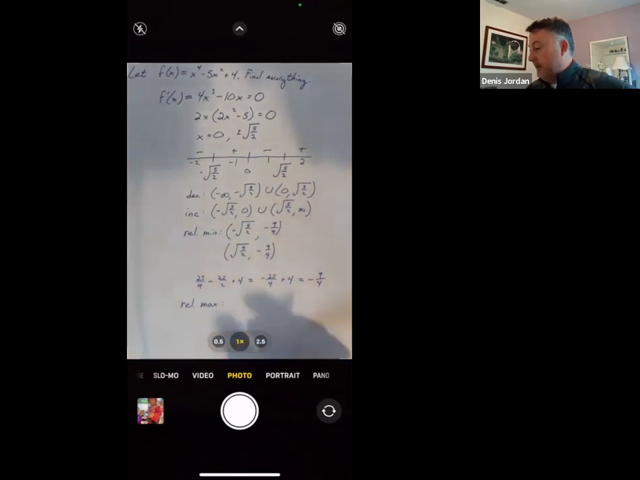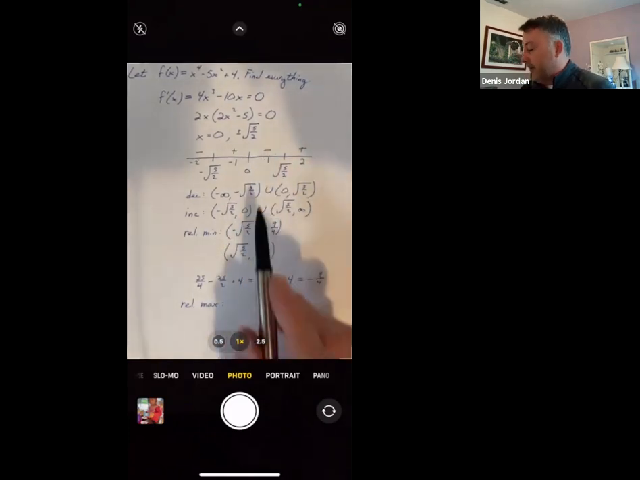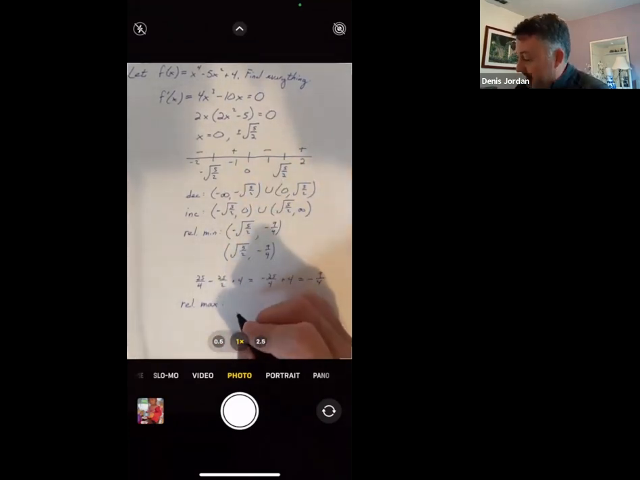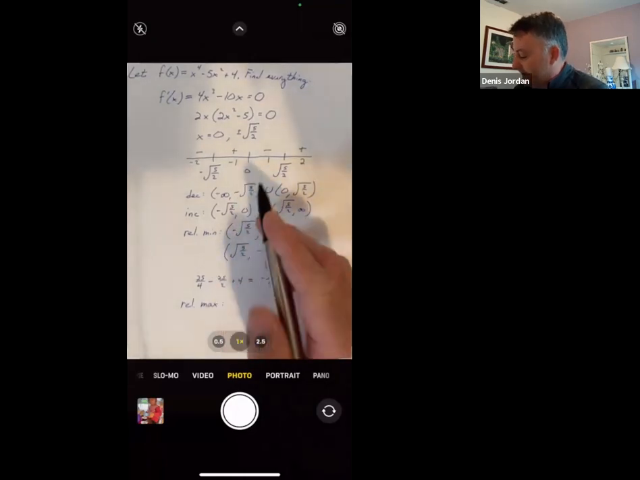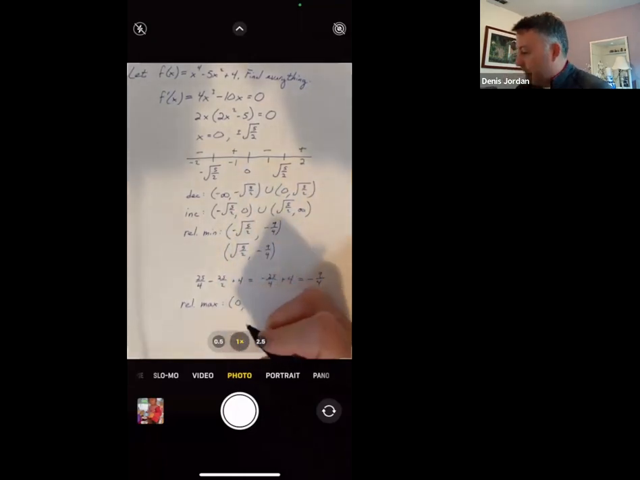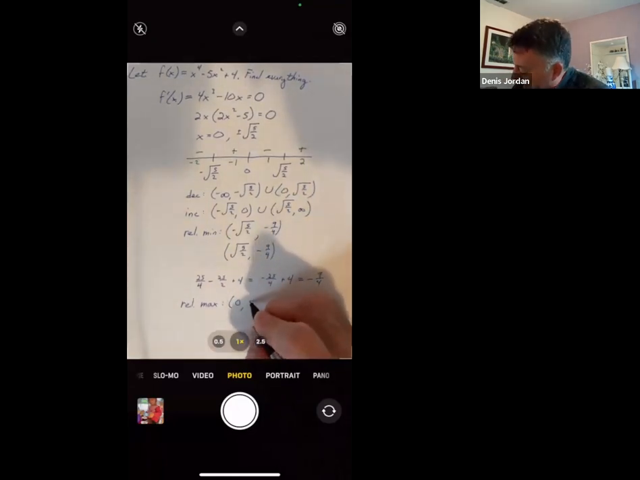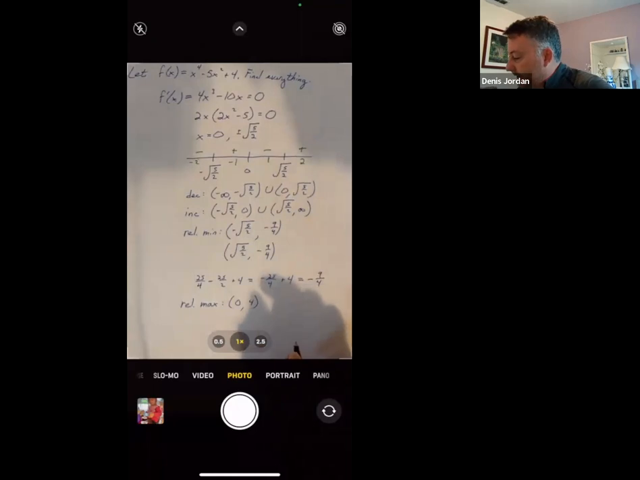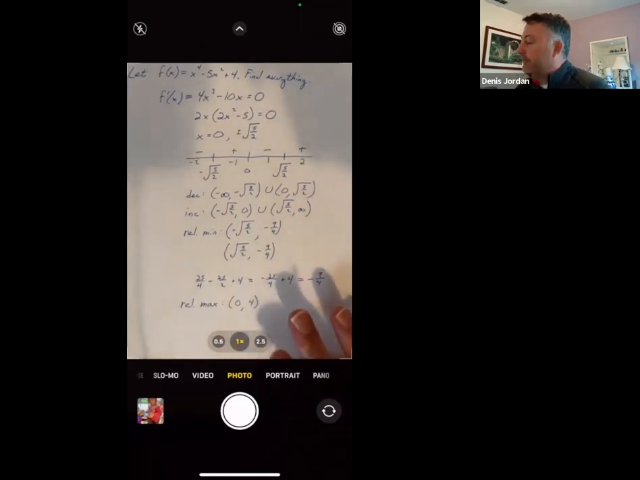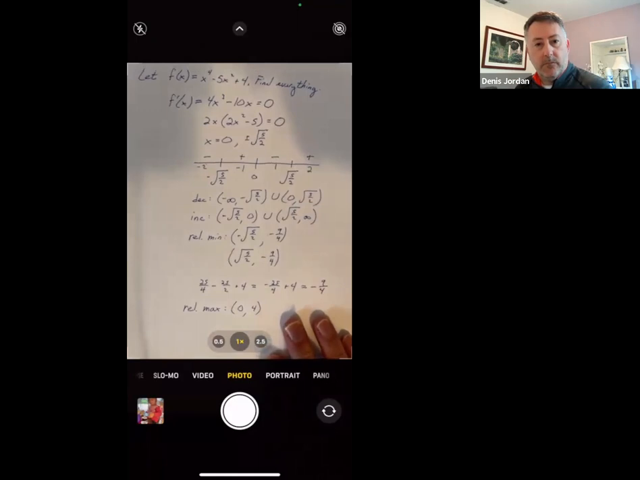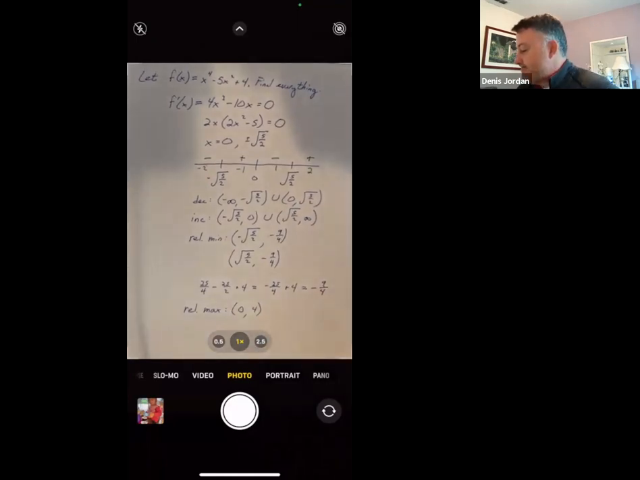Okay, so the relative max, that's going to be the opposite. That's when it switches from a positive to a negative on your sign chart. So that's the nice one, because that's happening at 0. So when x is 0, y is 4. All right, do you guys have any other questions on this one, or on what we've done so far before we go into the second derivative step?